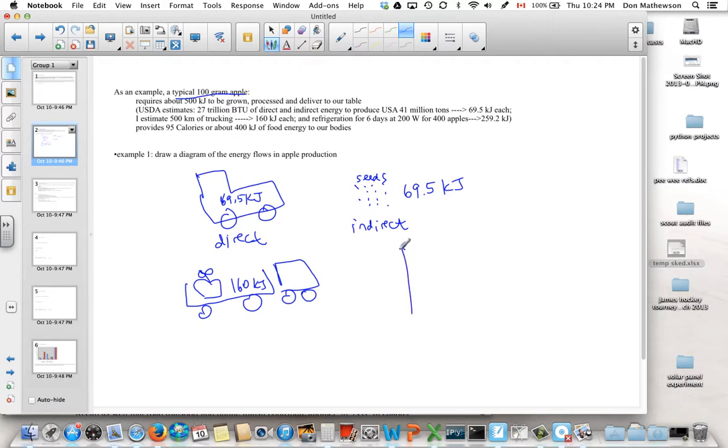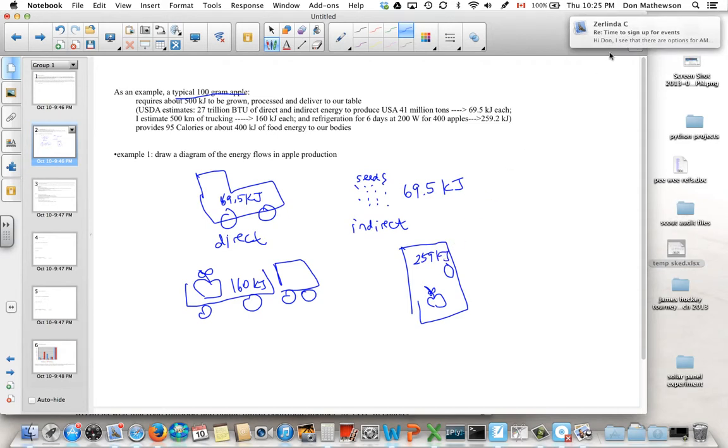And then inside the store and inside our homes, we've got to put it in the refrigerator. So here's the apple on the inside here, inside the fridge. And if you had, say, 400 apples in a refrigerator at a processor for 6 days, that's about 259 kilojoules. So if you add all of that up, you get a total of about 500 kilojoules.